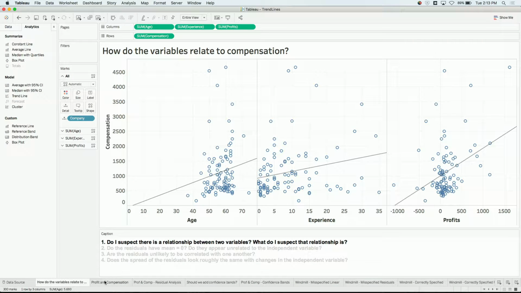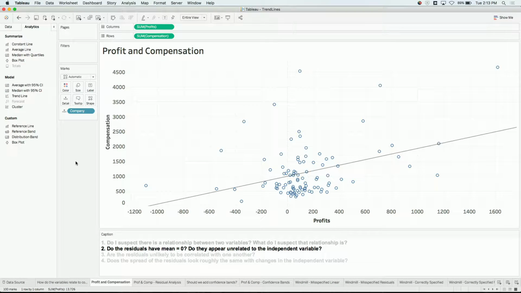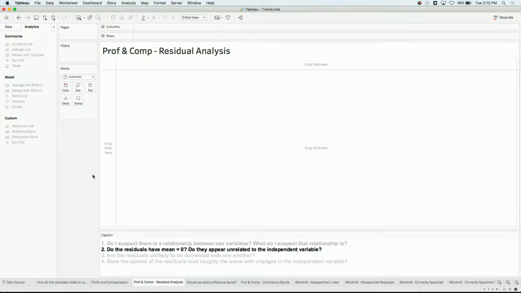Let's focus on just profit and compensation for the next one. So in order for our model estimates to be valid, we also have to make sure our residuals look good. Do the residuals have a mean of 0? And do they appear unrelated to the independent variable? Okay, so before we can answer this question, we need to compute the residuals. Does everybody remember what the residuals were? I see some nods. Okay.